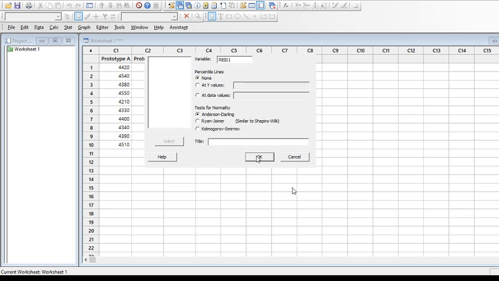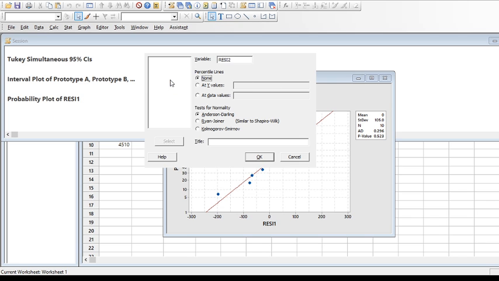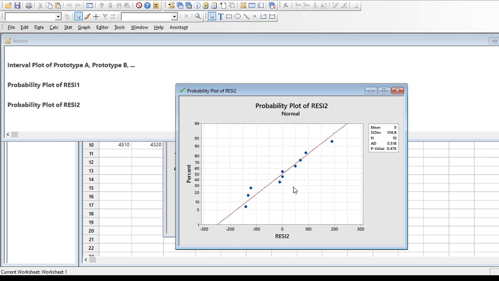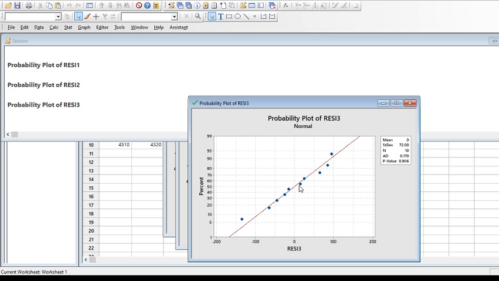Residual 1, what's my normality? Yes, it is normally distributed, it's 0.523, and now residual 2, it's 0.475, it's absolutely fine. It is normally distributed, and I'll check for the third one as well. It's 0.906. So my first post condition is also met. That means it is normally distributed.